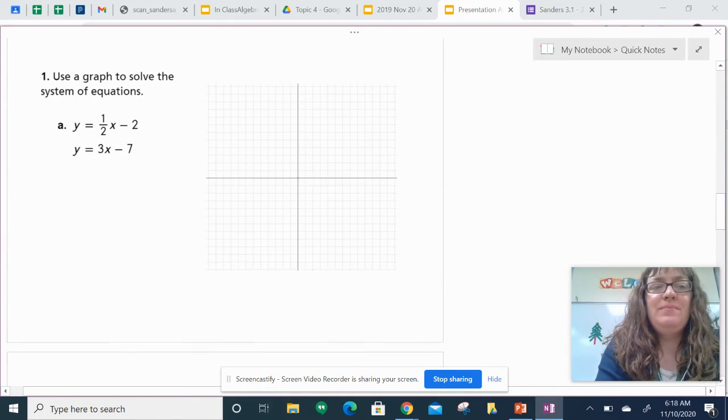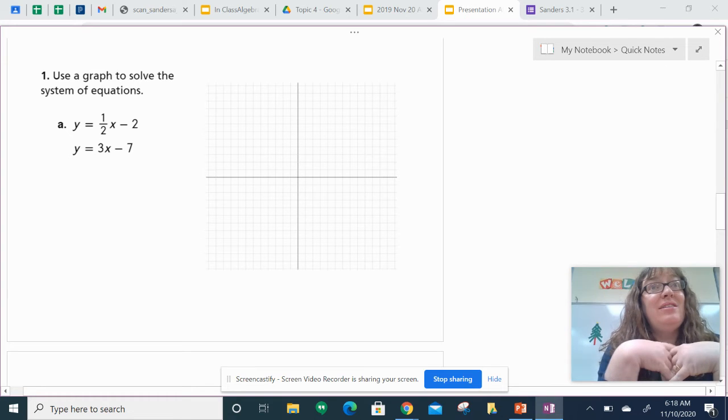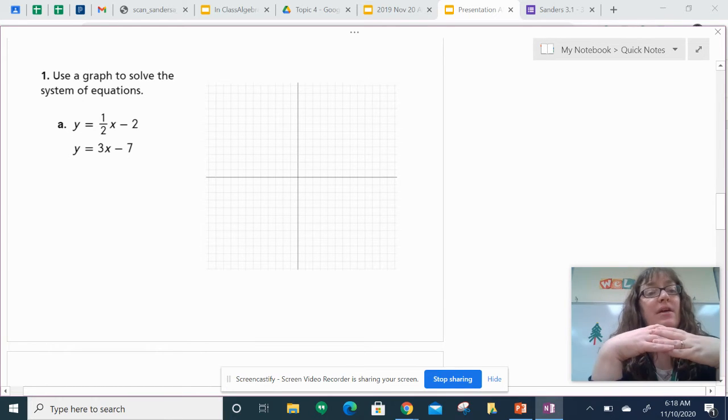Let's try another one. I'm going to give you a second to try this on your own. So if you've got some graph paper, go ahead and try it on your own. See how you do with getting a solution to this system using graphing.